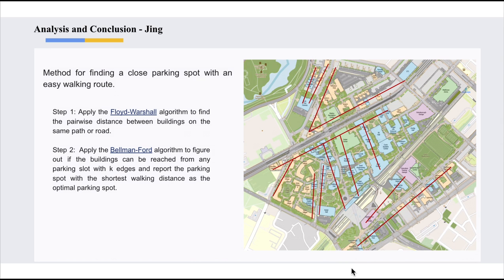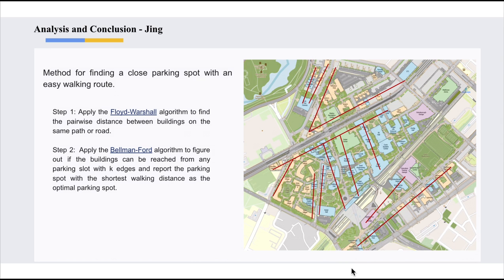So as you may remember from the previous slide, buildings are connected by edges. So if I want to use number of edges to represent number of turns, I need to make sure all the buildings on the same side of the road are directly connected with a single edge with updated weight. For this reason, I applied the Floyd-Warshall algorithm to find the pairwise distance between the buildings on the same side of the road. So buildings on the same side of the road require 0 turns.